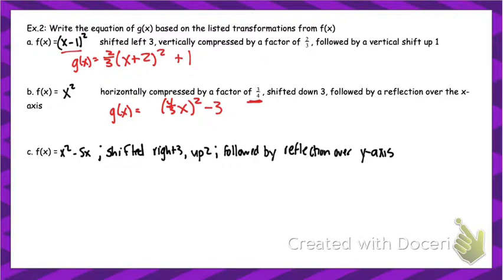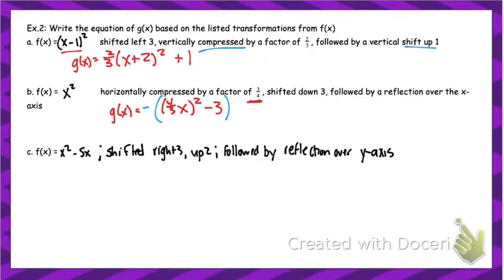Then I'm reflecting this over the x-axis, which means I am taking the entire equation, and if I'm reflecting it over the x-axis, I am making this negative. So one important difference between these two questions is the order that these transformations were applied. On this first one, I was compressing it, then I was shifting it up 1. Whereas on this next one, I'm horizontally compressing it, then I'm shifting it down. After it's shifted down, I'm reflecting over the x-axis.